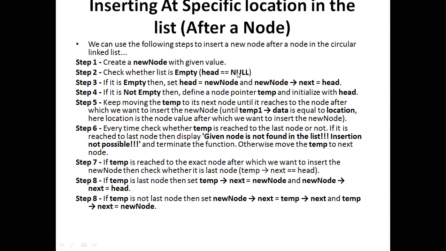List is empty means head equal to null. A few constant code snippets you should not forget. List is empty means head equal to null. If it is empty, then head you have to point. Anybody can tell? If it is empty, you have created a node. Head points to which node? The first node. That is your new node, the node you have created. The name is new node.